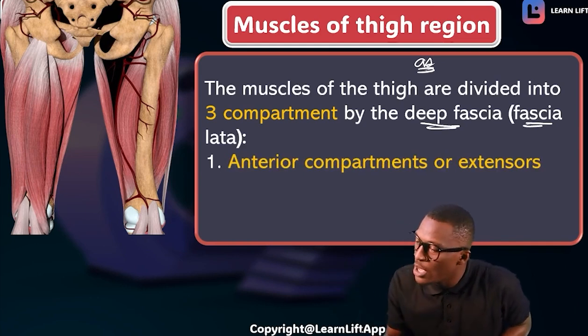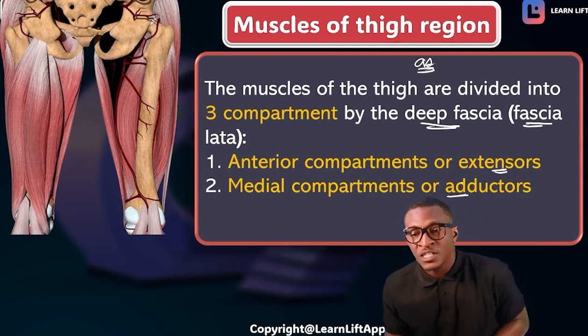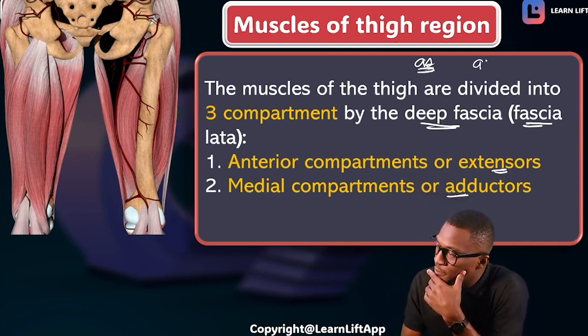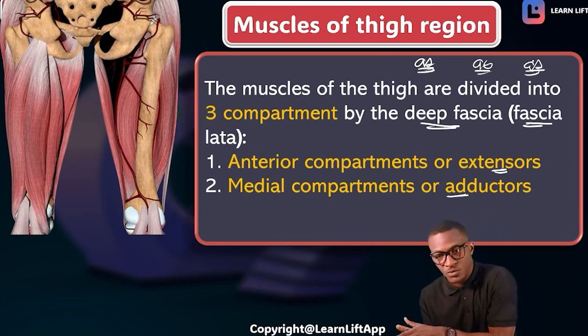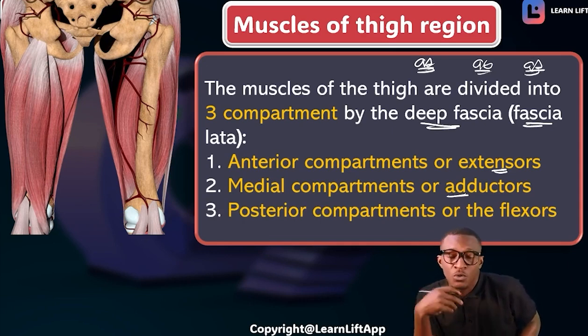So look at it. Number 1, we have the anterior compartment, also called the extensors. Number 2, we have the medial compartment called the adductors. AD is different from AB. In AB, you are taking away. In AD, you are adding. You are coming close. So the third is your posterior compartment, or you call them your flexors.